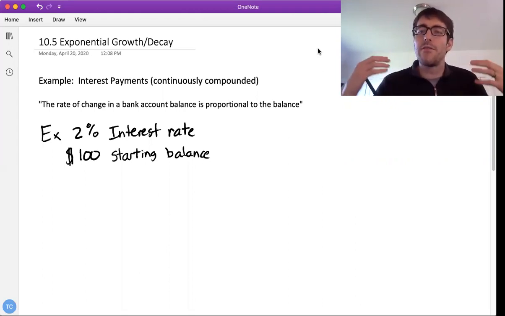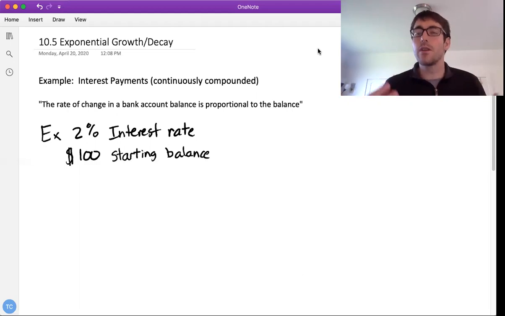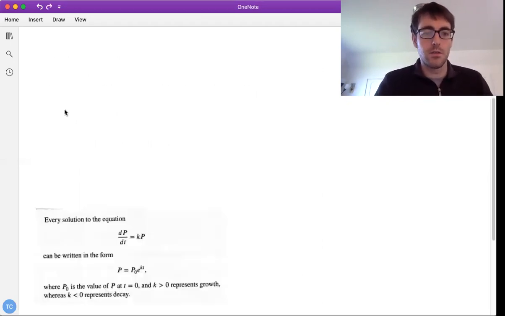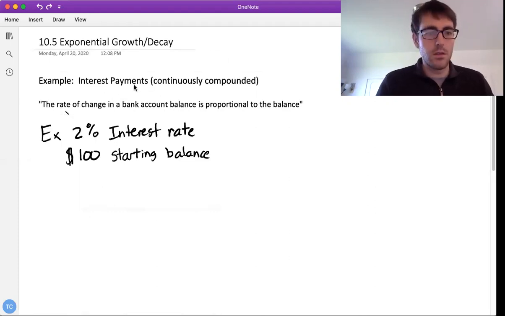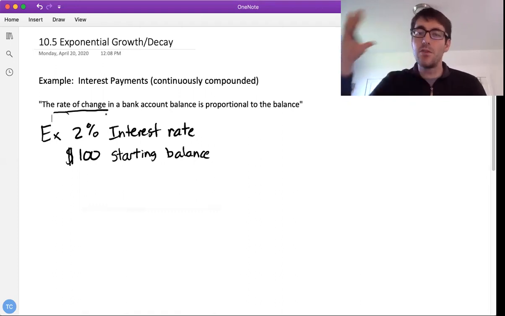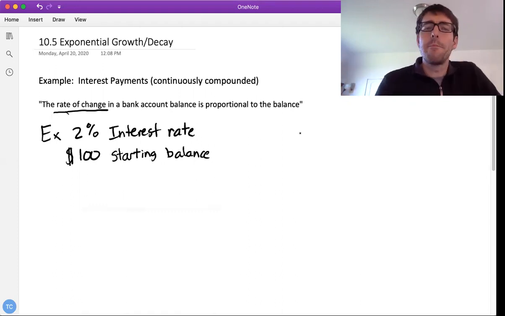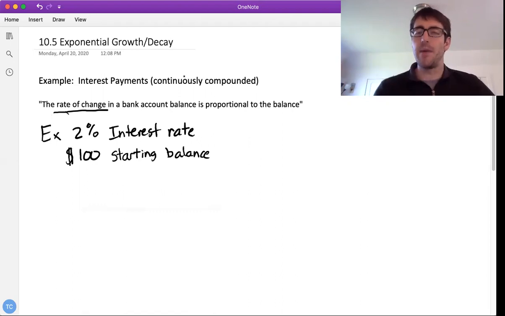When we say that we have a $2 a year increase in our balance, we're saying that the current rate of increase, the current rate of change in a bank account, is $2 a year, right? Okay, so when we say something like this, the rate of change in the balance of a bank account is proportional to the balance itself.